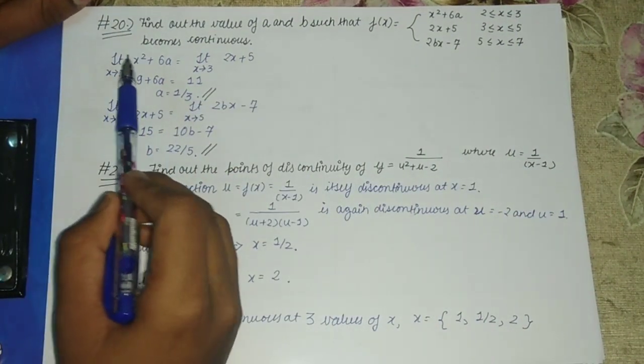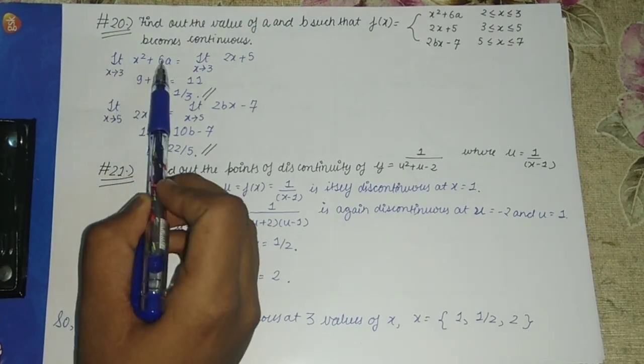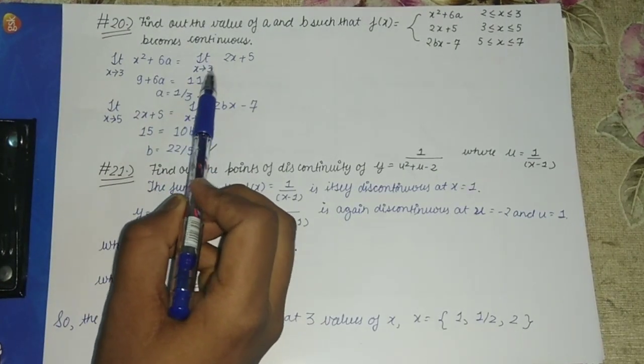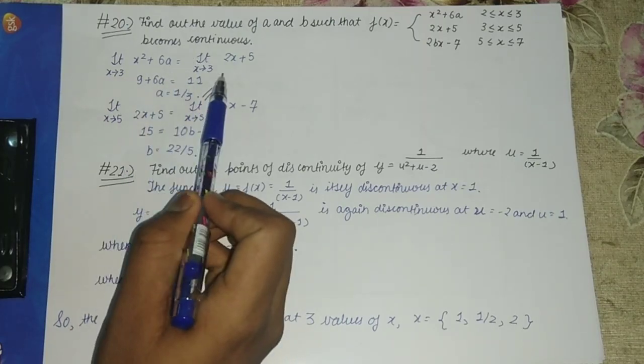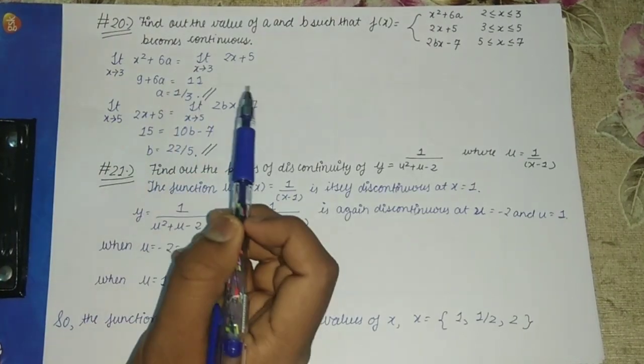Okay, so the left hand limit at 3 is equal to limit x tending to 3 of x square plus 6a, which is equal to limit of x tending to 3 of 2x plus 5. This is the RHL. So by solving we get 9 plus 6a is equal to 11. So the value of a comes out to be 1 by 3.